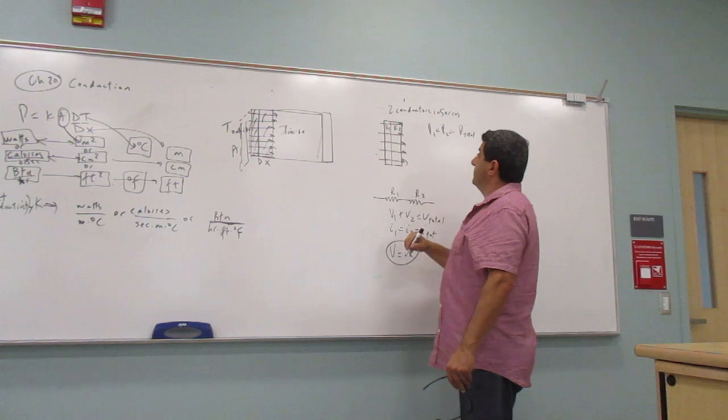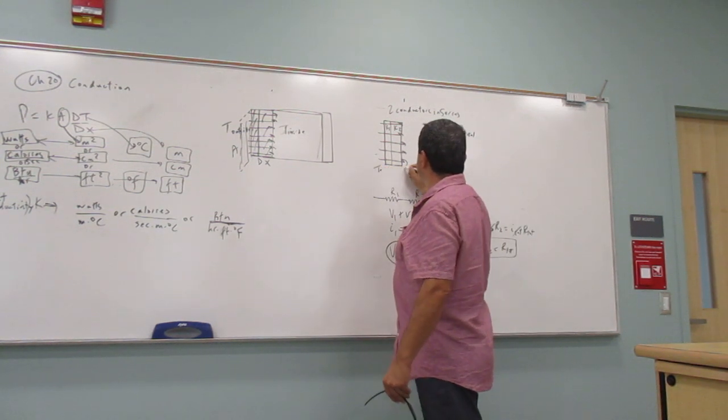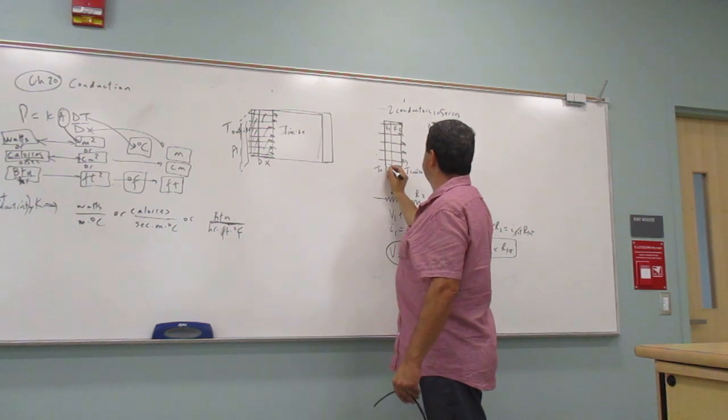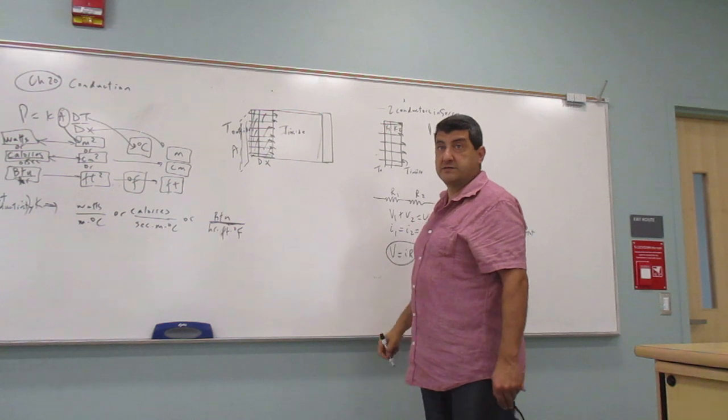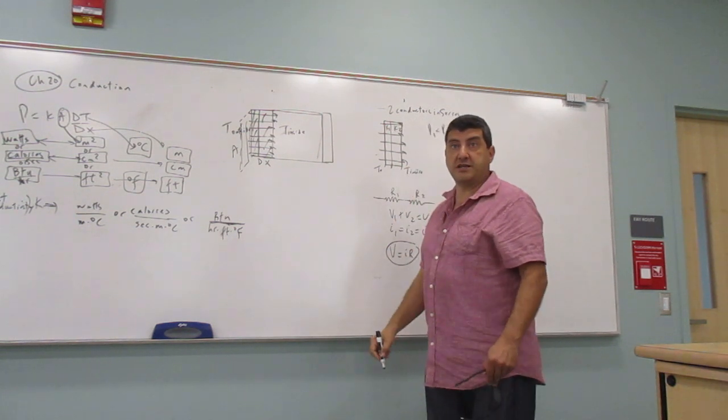And then what adds up is the temperature gradient. If the outside temperature is something and the inside temperature is something, then the temperature gradient from here to here, delta T1, is not the same as the temperature gradient from here to here, delta T2.